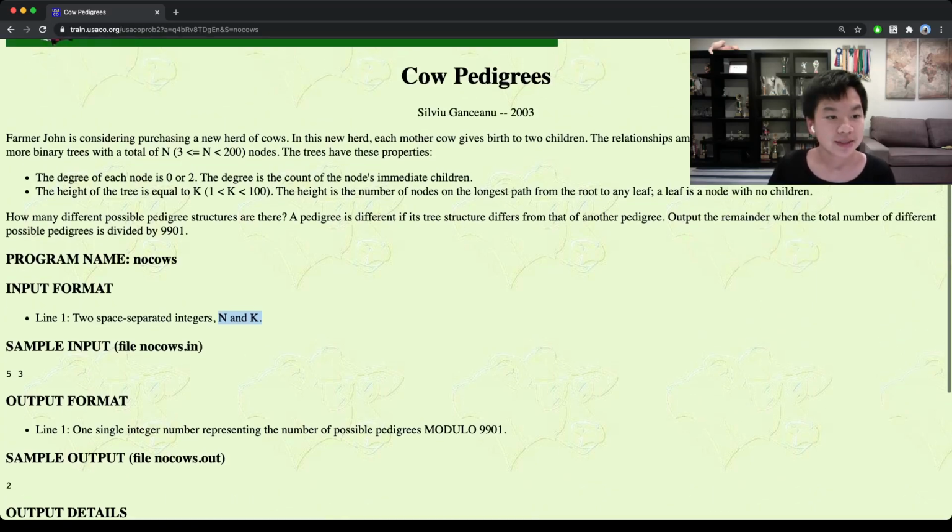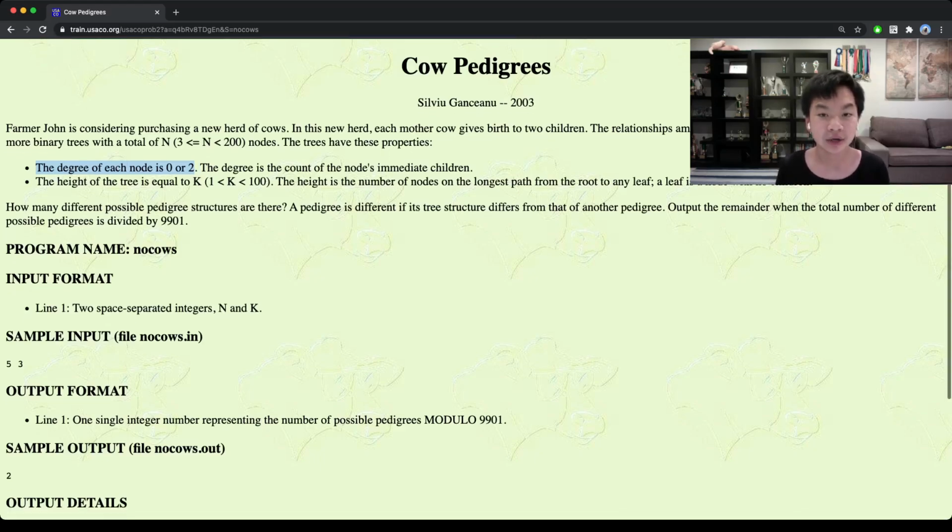Basically, the degree of each node has to be either 0 or 2, which means that it has either 0 or 2 children. And then the height of the tree has to be equal to k. The height of the tree is equal to the longest path, or the number of nodes on the longest path from the root to the leaf.